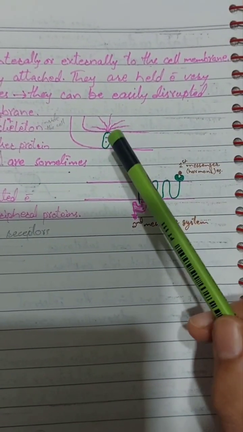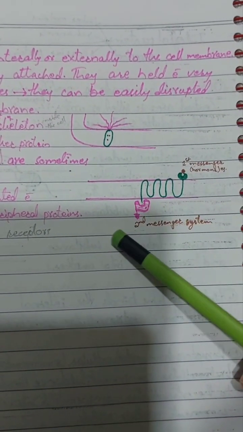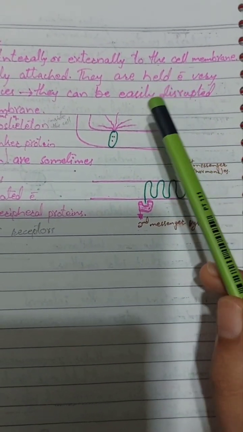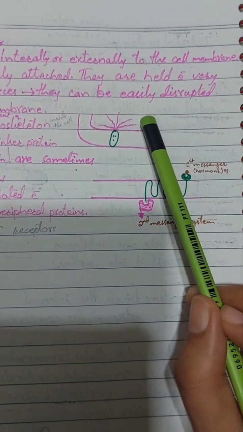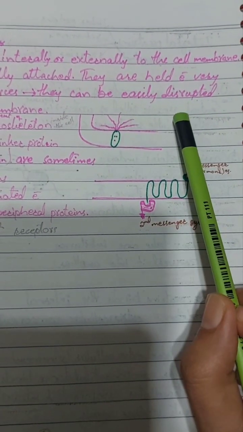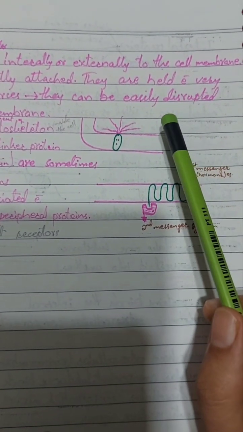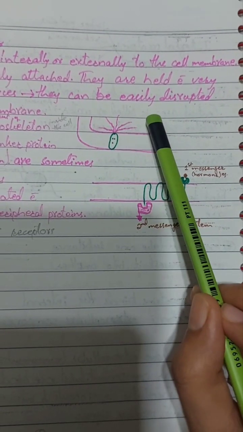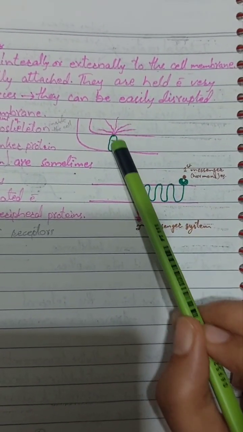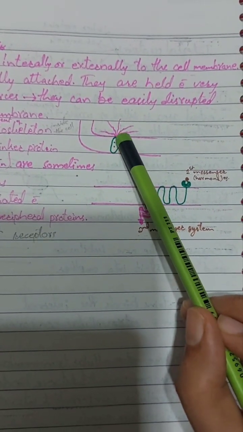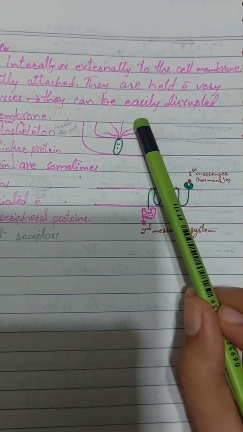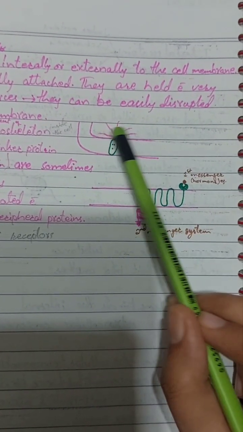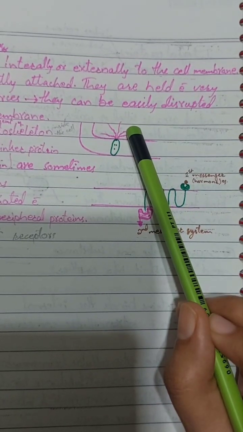Peripheral proteins can be attached internally or externally to the cell membrane. They are loosely, non-covalently attached. They are held with very weak electrostatic forces so that they can be easily disrupted away from the cell membrane. Number one, they act sometimes as a component of the cytoskeleton inside the cell, which may be attached to the linker protein. This one, for example, is a linker protein. These are the peripheral proteins present inside the cell.